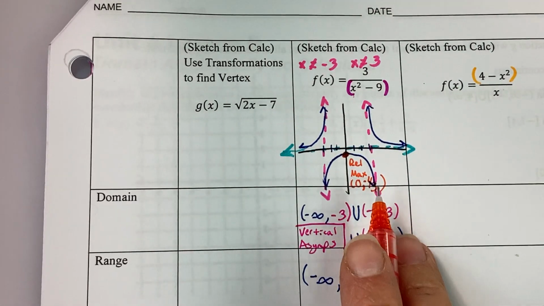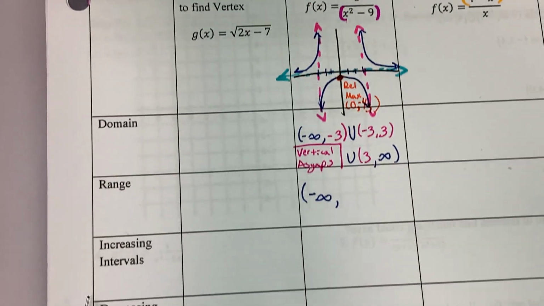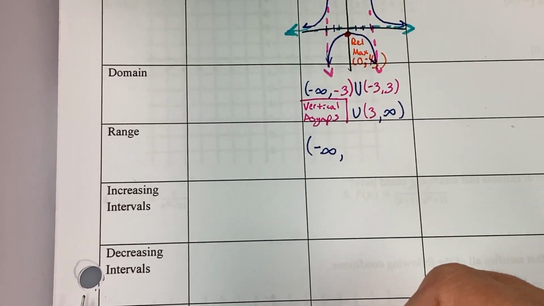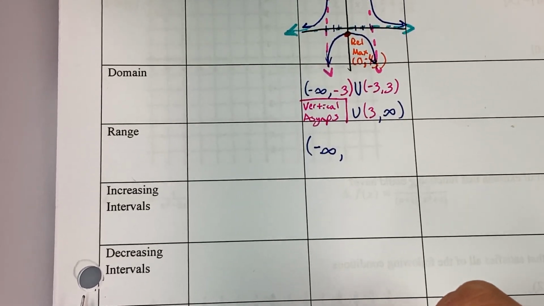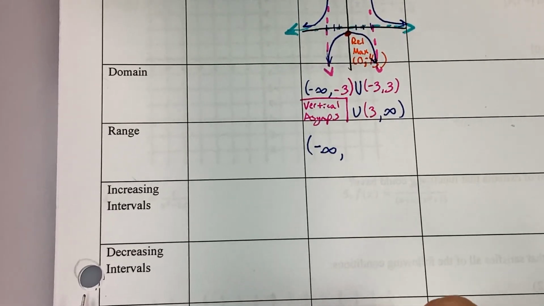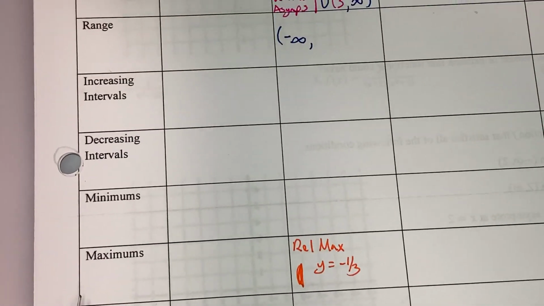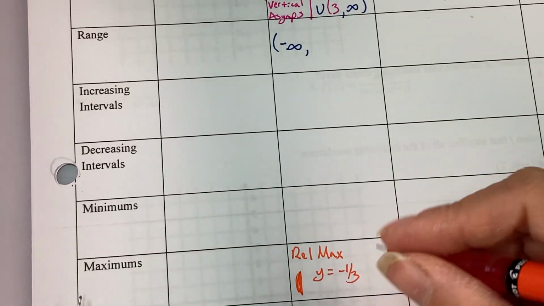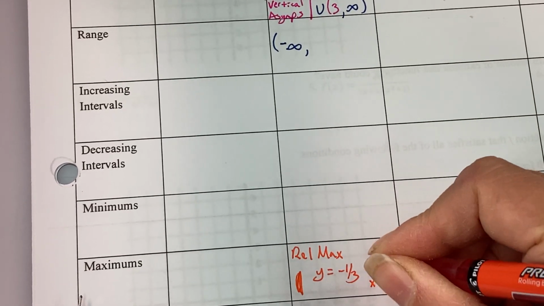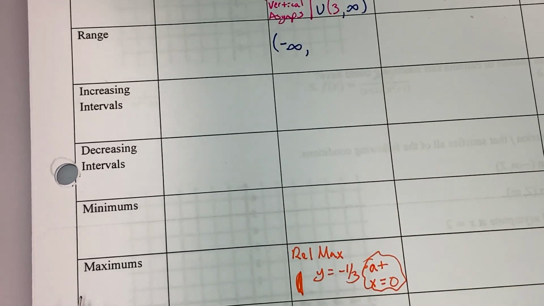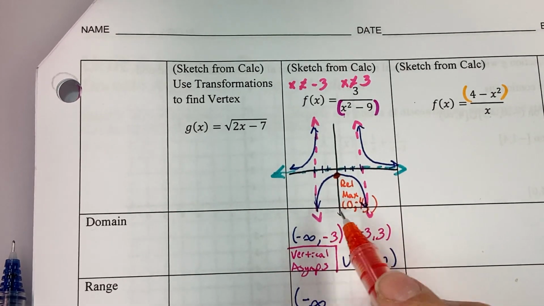Ooh, I really wish I hadn't written that point in that tiny little spot. So negative 1/3. So a relative max at y equals negative 1/3. So I'm not going to write the coordinate there. So y equals a negative 1/3. And if you want, you could say at x equals 0 if you wanted to. So our relative high point there is at negative 1/3.